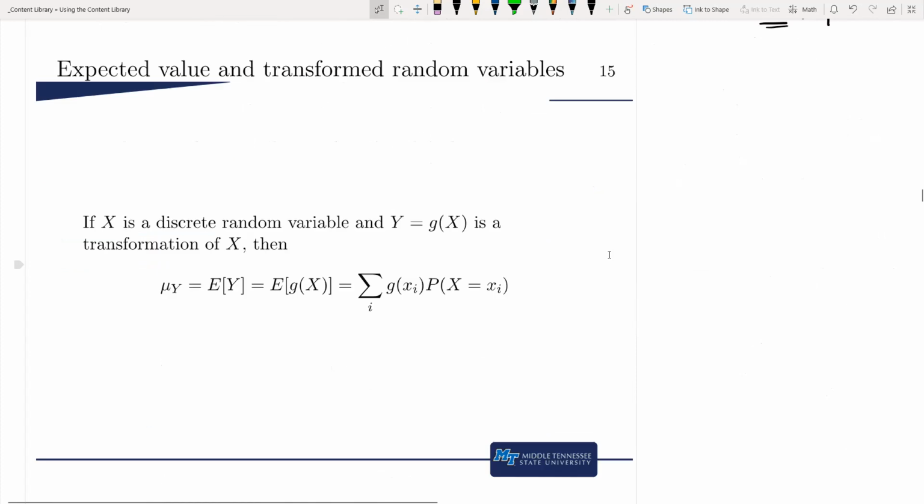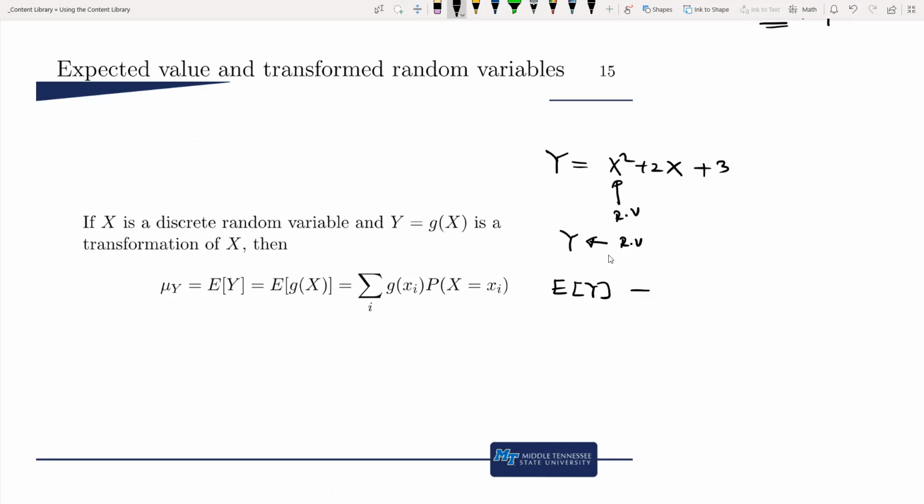Now, what happens if you have a function which depends on x? For something like y equals, let's say, x squared plus 2x plus 3. Okay. X itself is a random variable, so therefore y is going to be a random variable. So if someone asks what would be the expected value of y, so let's say this is a function of random variable x, I need to calculate the expected value of g(x).